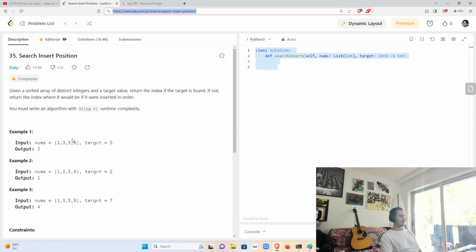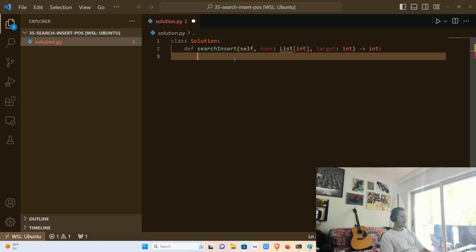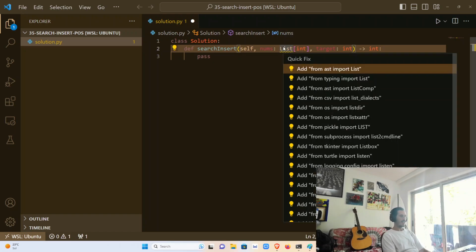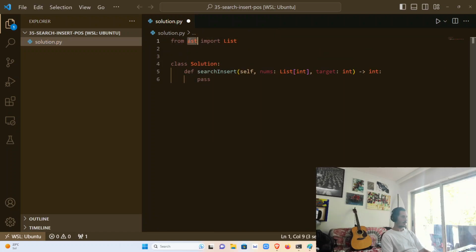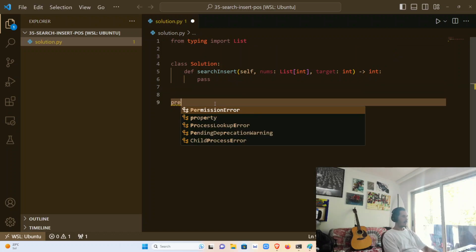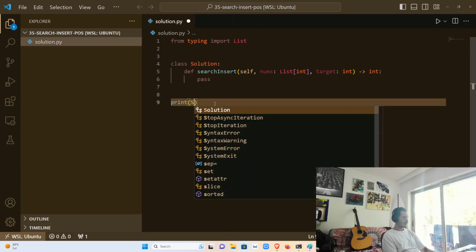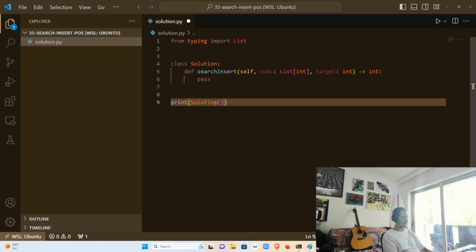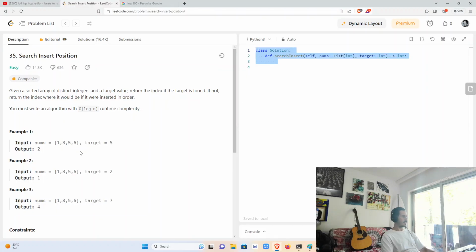So here we are. Copy this, paste this. This is something I'm doing in every single video. Okay, imported from the place. I'm typing, and now just a test case solution. Create the object based on the class, and now search insert, and the argument is here. What's going on?